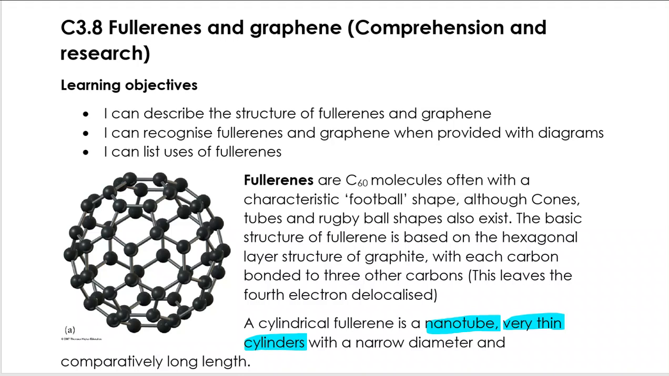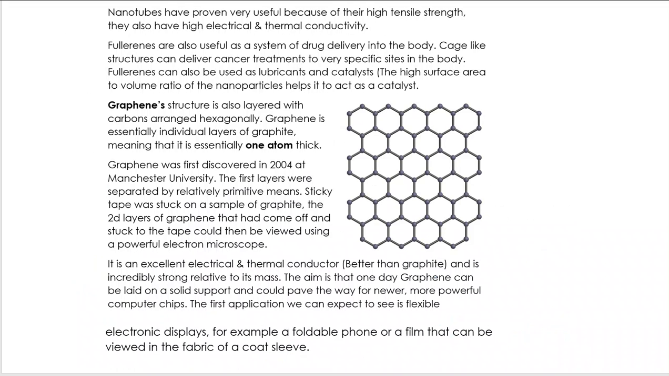In terms of the cylindrical fullerene, this would be a nanotube. Now, these are very thin cylinders. They're incredibly useful. They're great conductors of electricity, and they can be very, very strong. We've got more information on here, and I'm not going to read all of this, but I'm going to recommend you can pause and take a look. I'm going to pick out some of the highlights that you might want to remember.